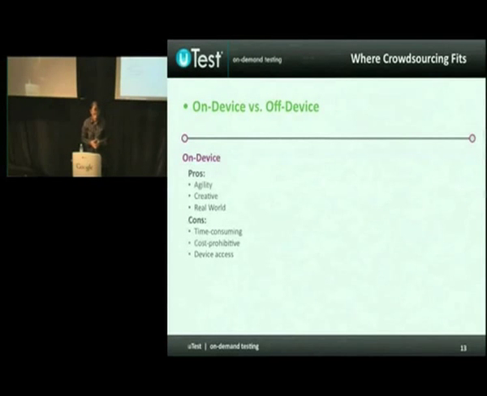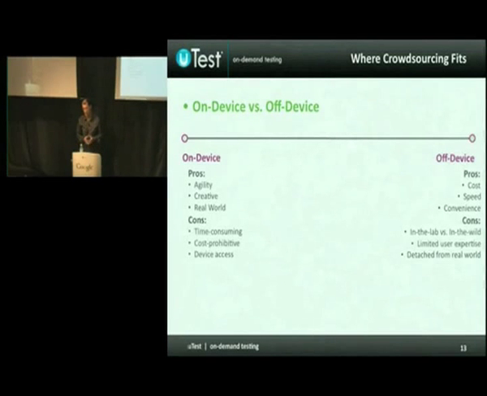So on-device obviously has the agility, the creativity, the real-world device, the interaction with the network or the multiple networks, the interaction with the user. It's more time-consuming. It has a higher cost because you need to do the coverage, and you need the device access. The off-device, in the long run, provides good cost ratio. It provides speed. It provides convenience, but it doesn't give us the in the wild testing, or it has limited user expertise, or it is really detached from the real world. So crowdsourcing really fits on the on-device. Crowdsourcing is basically testing on device, okay? And that's really where it excels, and that's where we see the value of it.